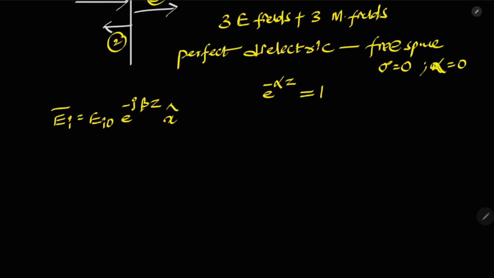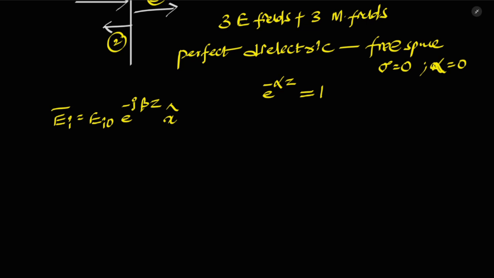Now I have to write the incident magnetic field, reflected electric field, reflected magnetic field, transmitted electric field, and transmitted magnetic field. But before writing these, I need to assume something. What is the direction of propagation? What is the orientation of the electric field? What is the orientation of the magnetic field for the three cases, that means for the incident, reflected, and transmitted electromagnetic waves? All these things are to be considered.